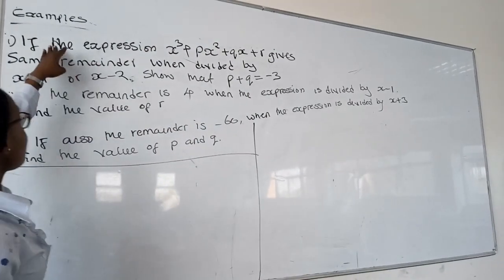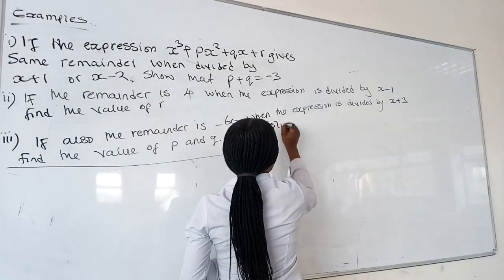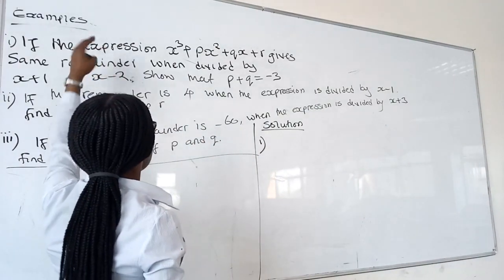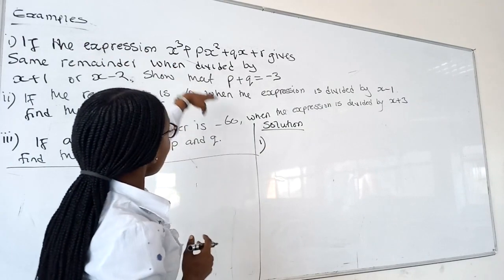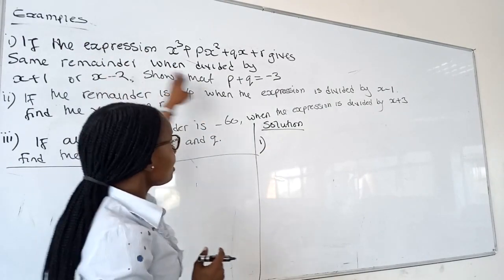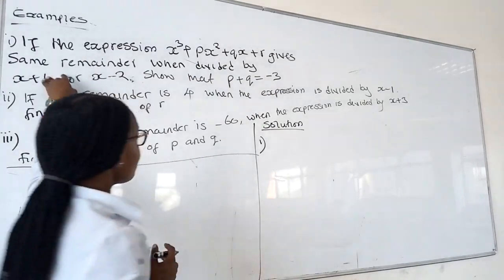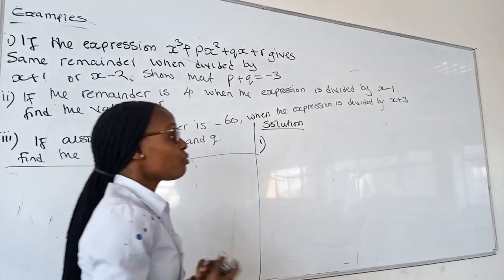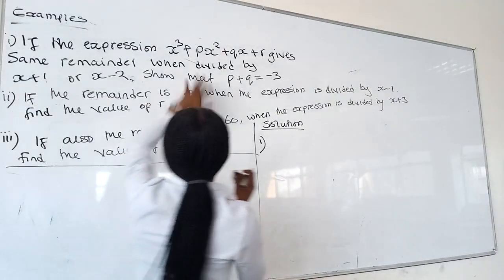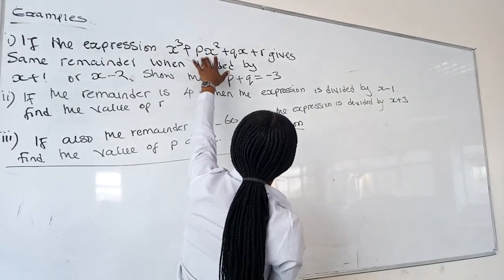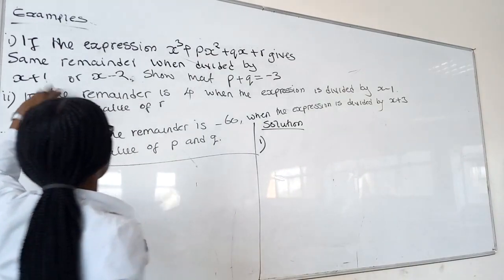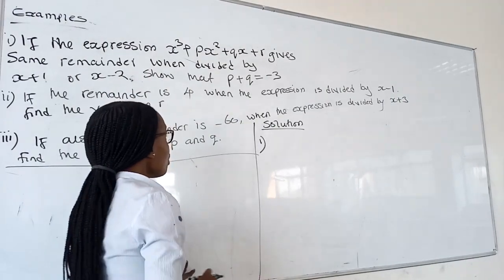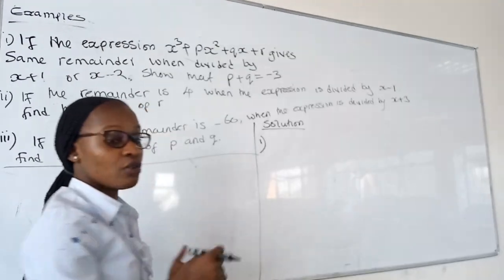So from what we've been asked, let us write our solution for the first one. So this is what we've been given. We are told that this expression that we have is being divided by this and by this, and yet the remainder is the same. So what does it imply? It simply implies that for this expression, f of x, when we put the value of x to be negative 1 and when we put the value of x to be 2, their remainders will not change. So it simply means that we can actually equate the two equations together.